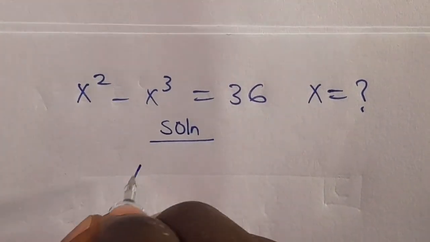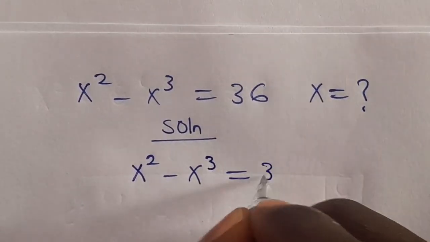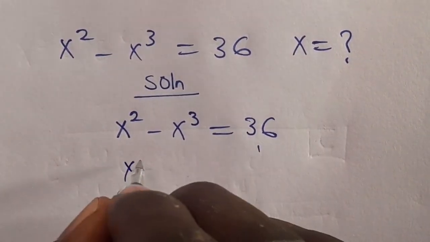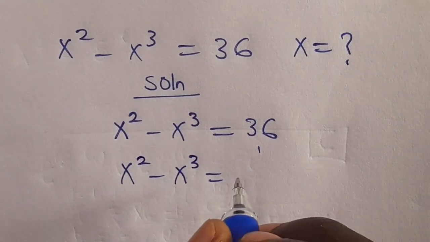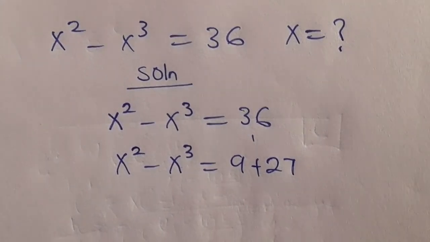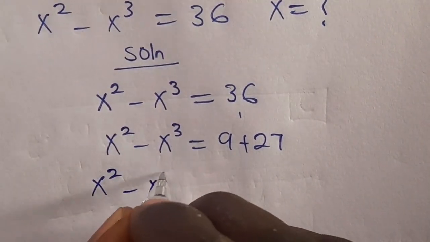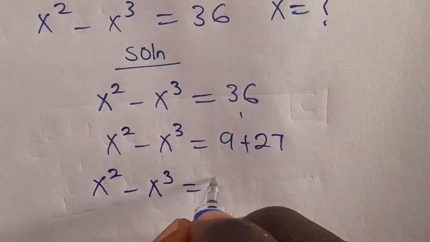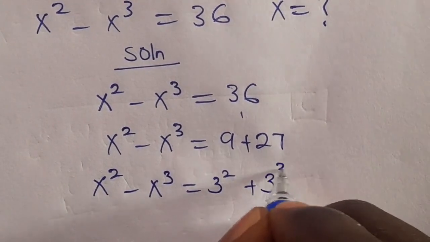So from here we have x to the power of 2 minus x cubed equals 36. Now from here we can write 36 as 9 plus 27. And so we have x to the power of 2 minus x to the power of 3 equals, we can write 9 in base 3 as 3 to the power of 2, plus 27 in base 3 as 3 to the power of 3.